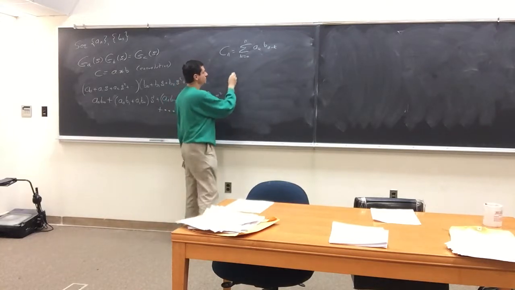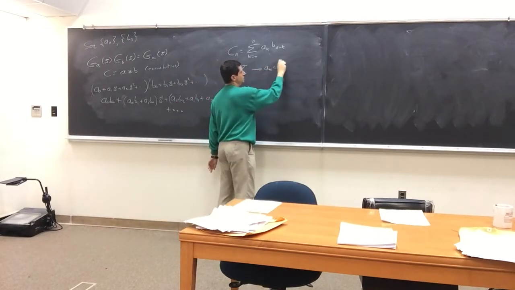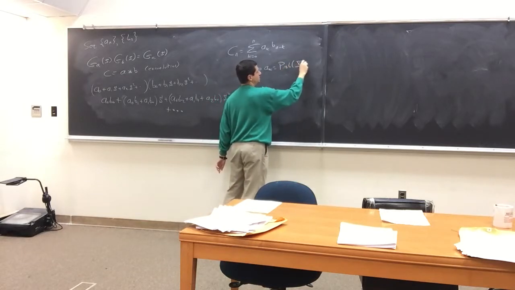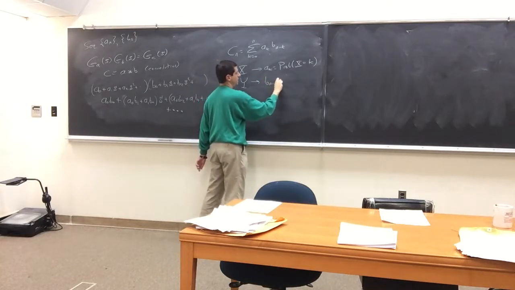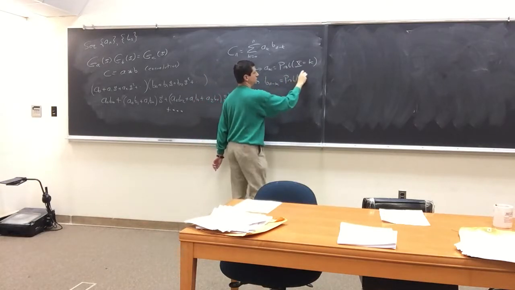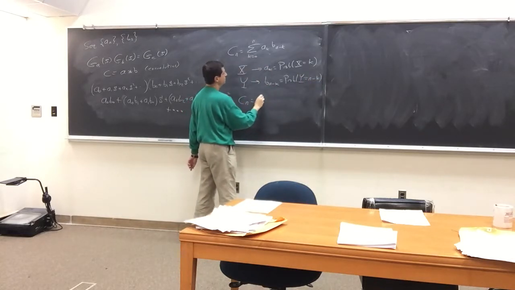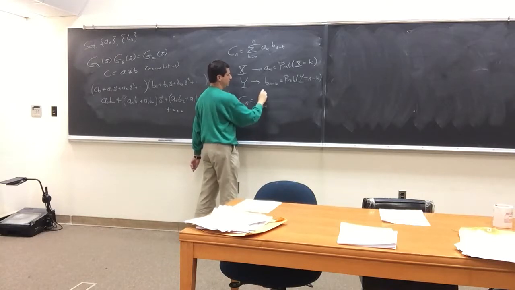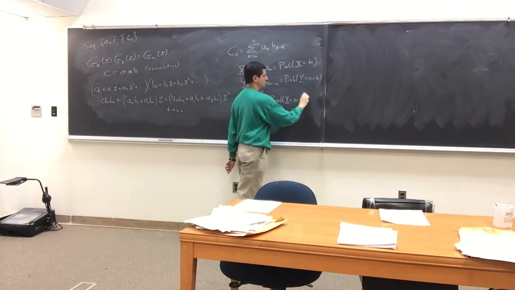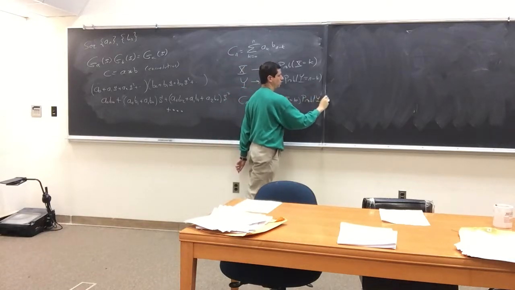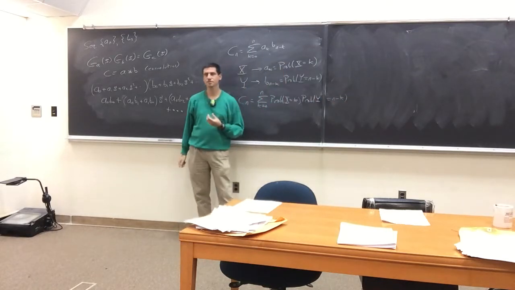If we go back to the interpretation, let's say X is such that a_k is the probability X equals k, and Y is such that b_(n minus k) is the probability that Y equals n minus k. Then what we're getting is c_n is the sum, k goes from 0 to n, of the probability X equals k times the probability Y equals n minus k. What is this sum going to equal?